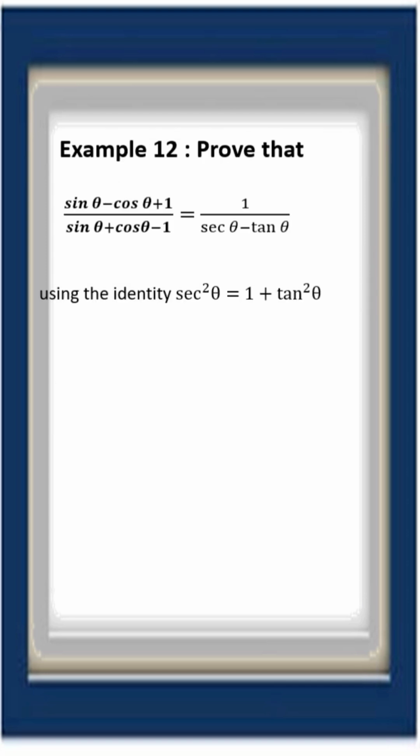The example 12 of the textbook is also a similar problem. You can solve it on your own. The problem is, prove that sin theta minus cos theta plus 1 upon sin theta plus cos theta minus 1 is equal to 1 upon secant theta minus tan theta, using the identity secant square theta is equal to 1 plus tan square theta.